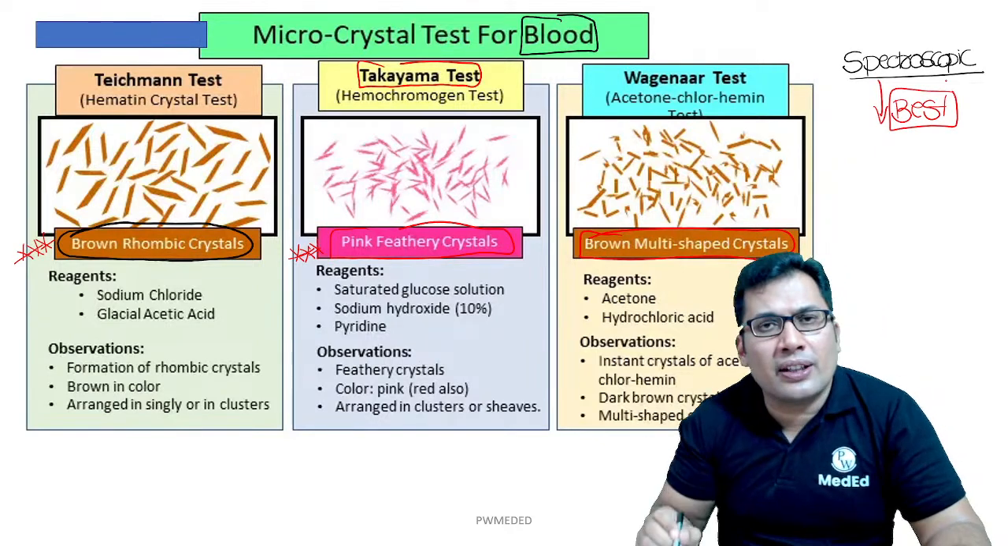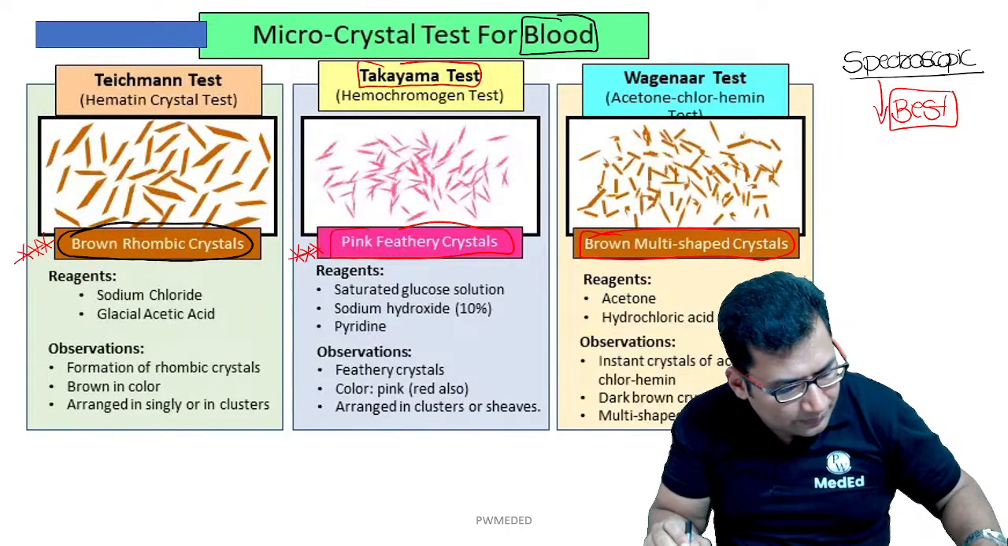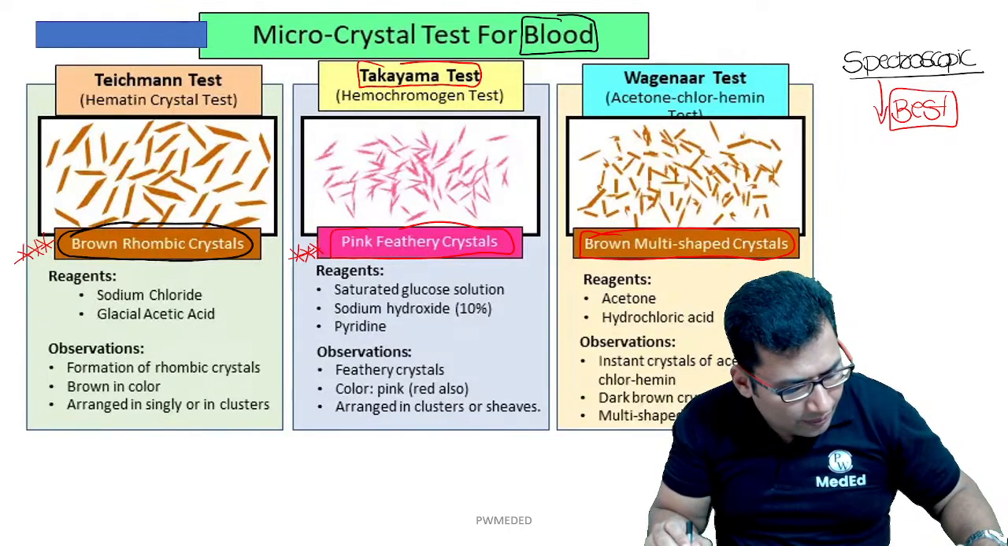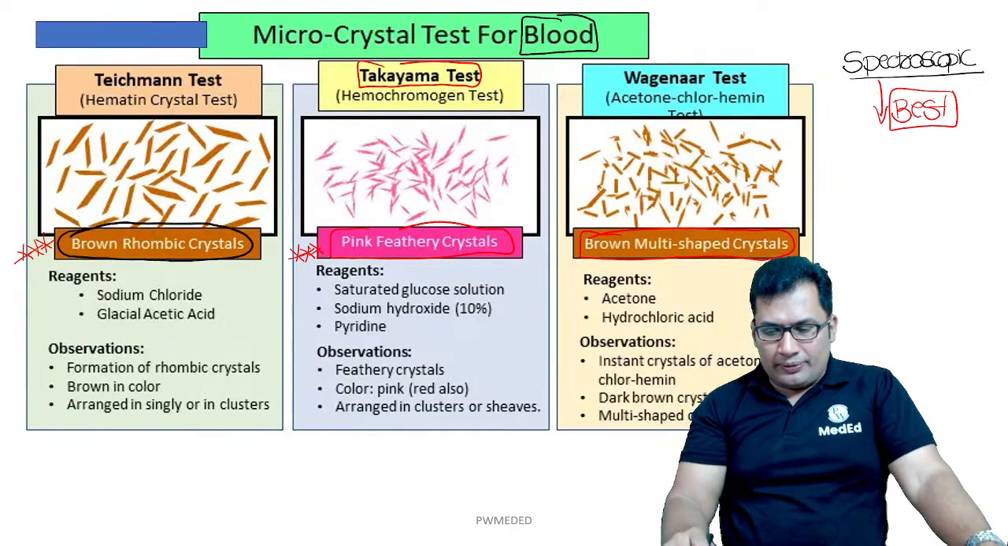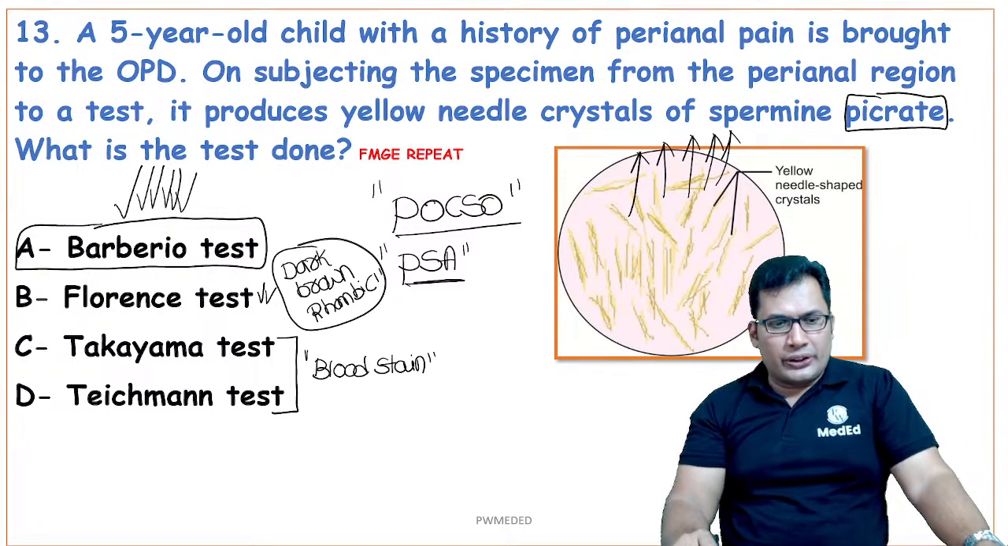What is the best test for the blood stain? Your answer should be spectroscopic examination. Okay, best. Now this is about question 13.